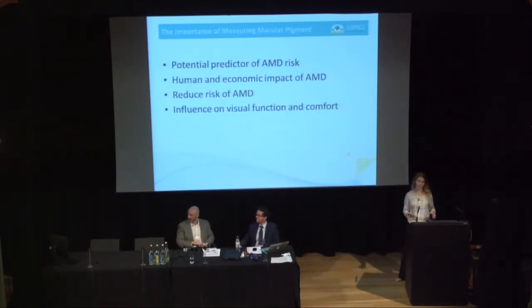So why should we measure macular pigment? As we've discussed, it could be a potential predictor for risk of AMD. Now, with the human and economic impact of AMD in the world, which will be increasing with the increasing life expectancy, why not be able to reduce somebody's risk of this disease? Also, there's an influence on visual function and visual comfort from macular pigment. Studies have shown that vision under low light conditions and also glare conditions have improved with augmentation of macular pigment.